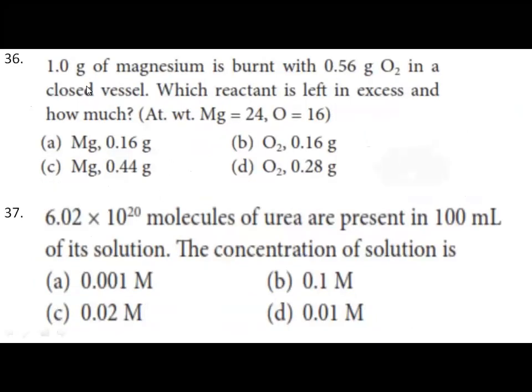Next question. 1 gram of magnesium is burnt with 0.56 grams of O2 in a closed vessel. Which reactant is left in excess and how much? This is also a question of limiting reagent. So what they have said, 1 gram of magnesium is burnt with 0.56 grams of oxygen. So let us find number of moles of magnesium. They have said 1 gram divided by magnesium is 24. 1 divided by 24 comes out to 0.0416 moles.